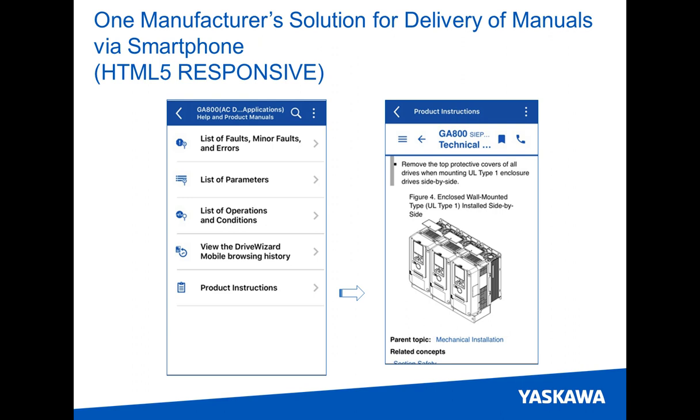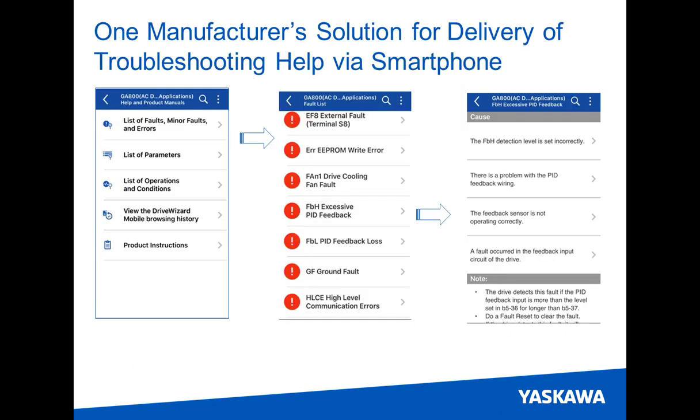In this case, they've provided a product instruction section which delivers the information in HTML5 responses. So you can tilt in landscape or portrait, and the content adjusts itself for the size of the mobile device. And here's just more screenshots of, say, fault codes being displayed and embedded help being displayed along with the mobile app for that VFD.